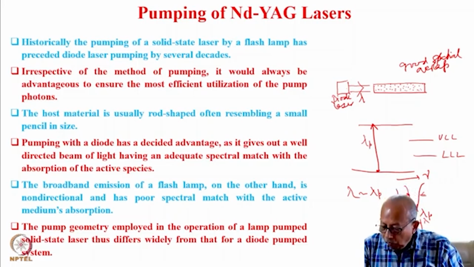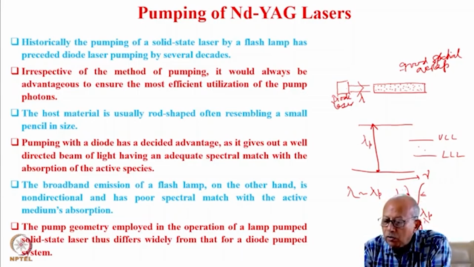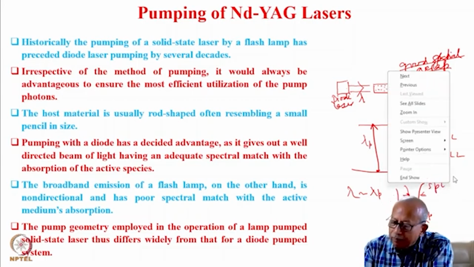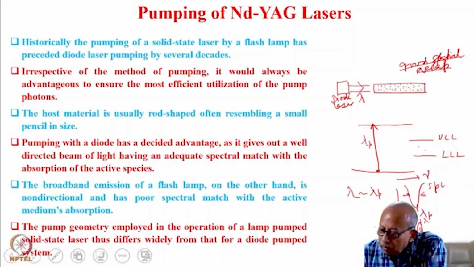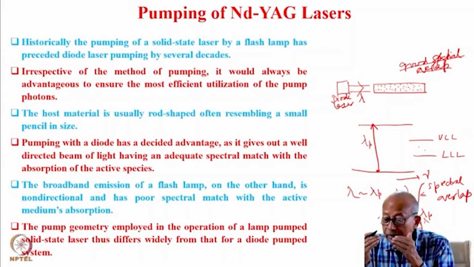So therefore, almost all the photons which are contained in the diode laser beam will be absorbed by these absorbing atoms. So not only is there a good spatial overlap, but there is an excellent spectral overlap as well. So it will be very efficient utilization of the pump photons.